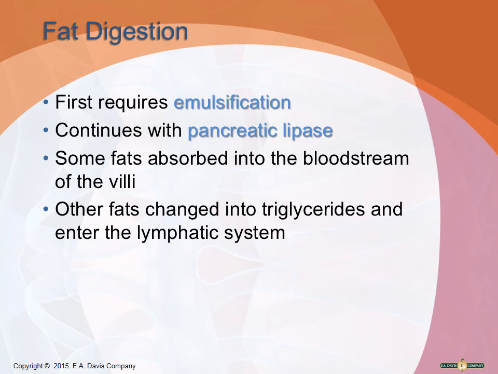Fats first are going to need to be broken down. Like if you think of oil and water and you add soap to that and shake it up, it kind of breaks up that fat. That's emulsification, and that's done with bile. Bile is what helps emulsify fats and breaks them down into smaller droplets. And the pancreas, the lipase, helps continue to break.